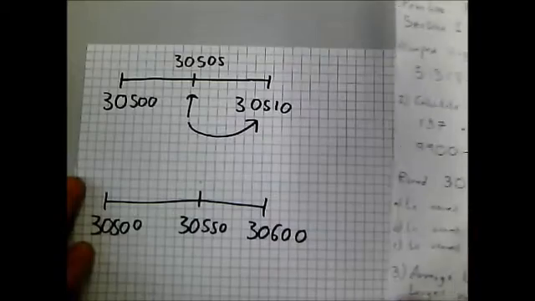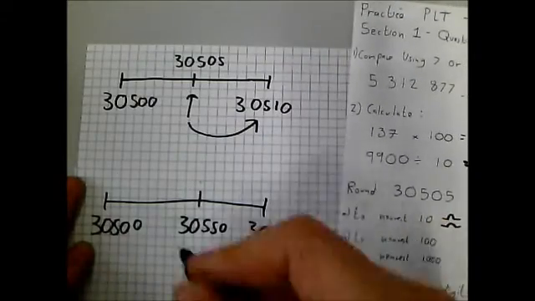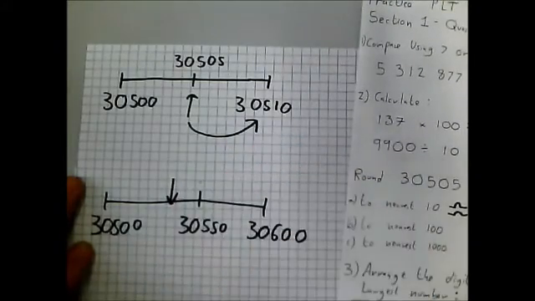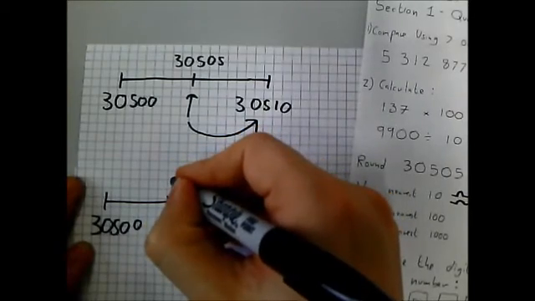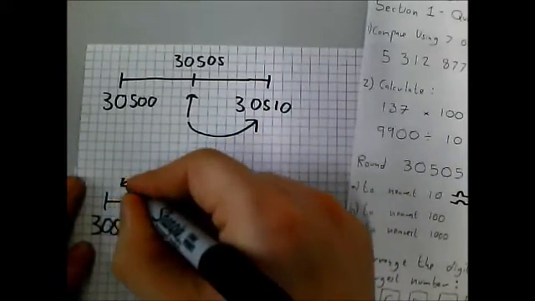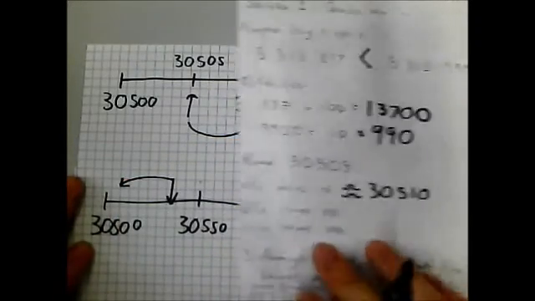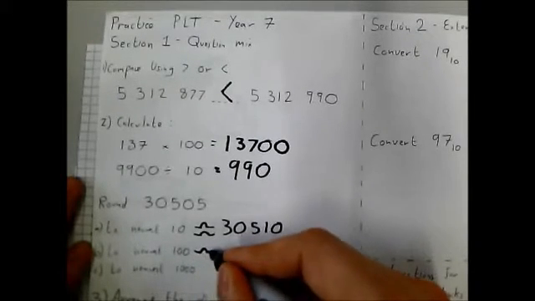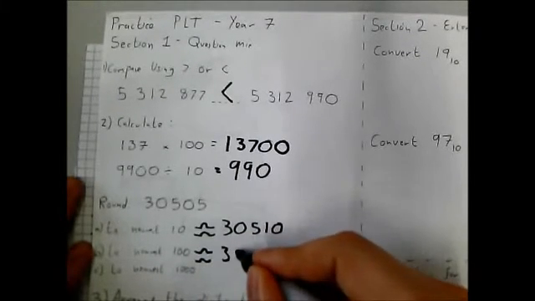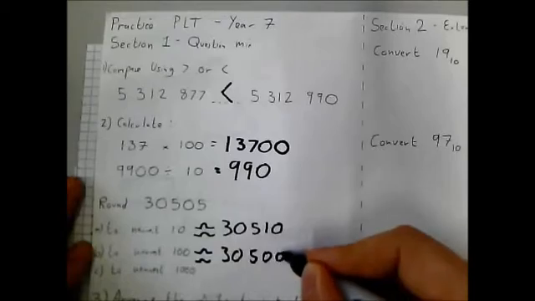Now, if I look at my number, it is to the left of this. So it's going to round down to 30,500. So this is approximately equal to 30,500.